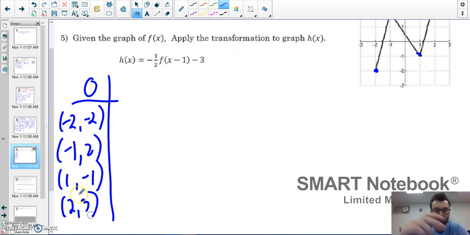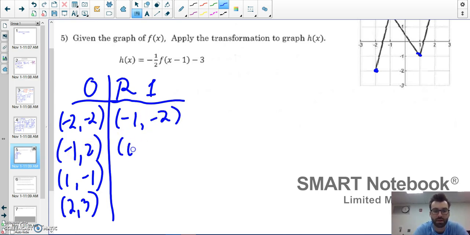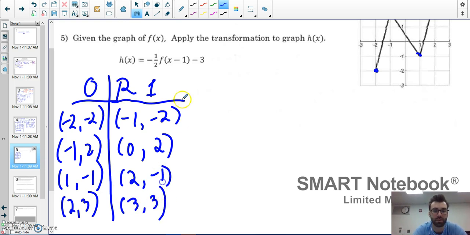And 2, 3. Okay? Applying the transformation means I need to work from the inside out. Well, the first thing on the inside is this -1. What do I do if it's a -1? I do the opposite, and I move it to the right 1 unit. I'm moving to the right 1 unit that is only going to affect my x values. I'm moving to the right 1, okay, this becomes -1, -2. Right 1, this becomes 0, 2. So really I'm adding 1 to all my x values. This becomes 2, -1, and this becomes 3, 3.